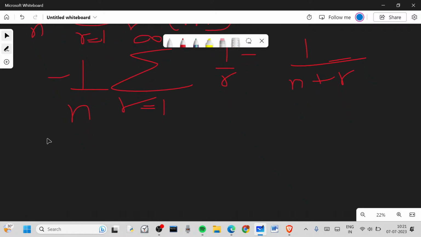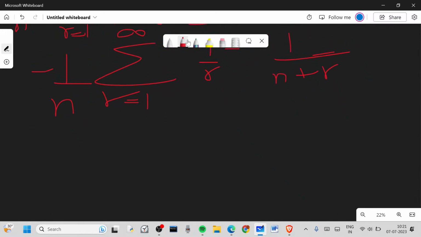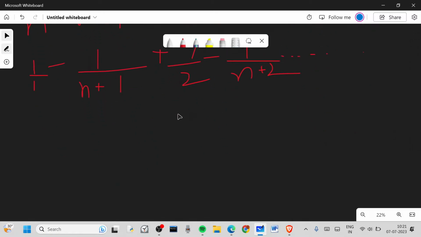Now seeing term wise precisely what we can do, r is 1 means 1 by 1 minus 1 by n plus 1, plus 1 by 2 minus 1 by n plus 2, and goes up till infinity. How can it be reduced to Hn? Somehow I'm thinking that these n minus 1 would get cancelled in the next round when it would start by 2n. So just to prove that, let's take n is 5.